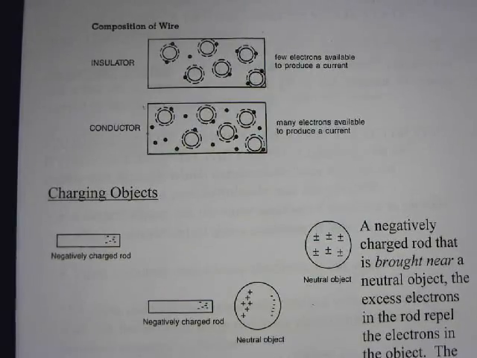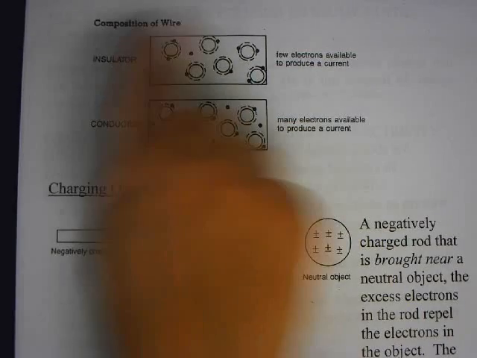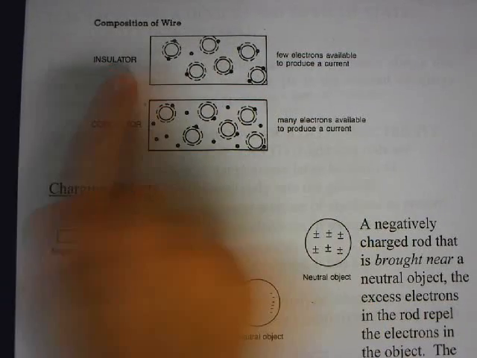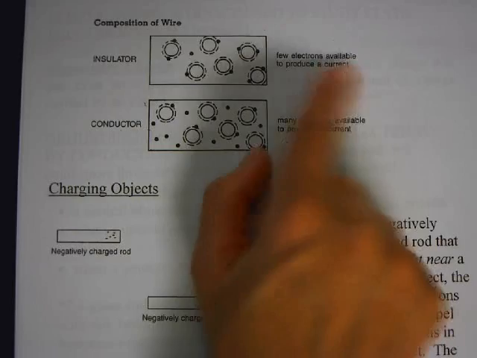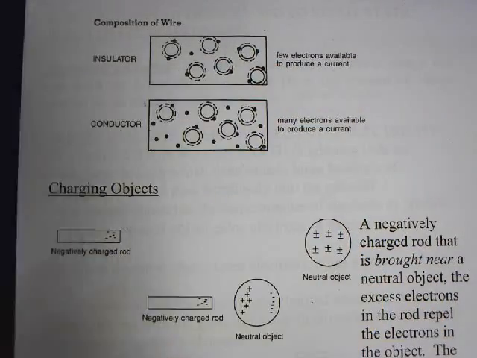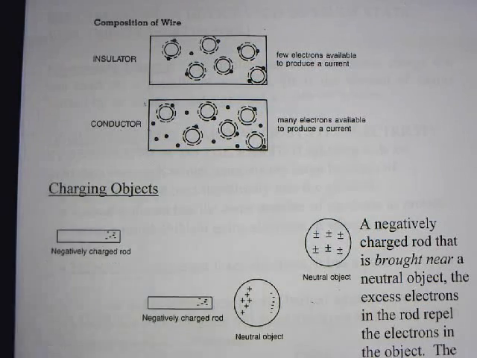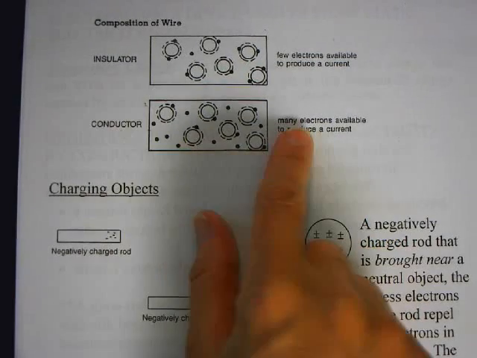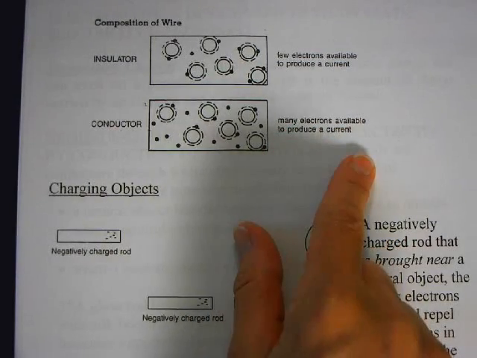Now this is just to kind of show you. Let's say I had a wire. With an insulator, we have very few electrons available to produce a current. Current is the flow of electricity. So we have electrons that move. Electrons moving, that is current. And with a conductor, many are available to produce a current.